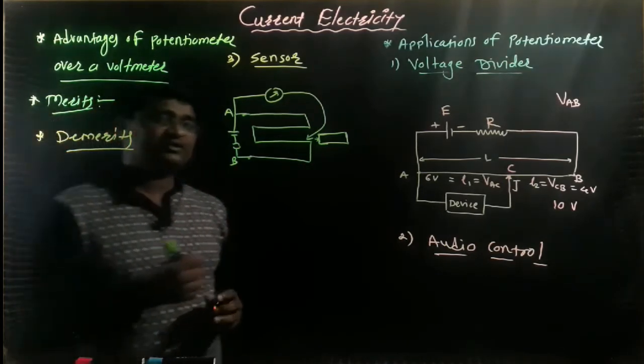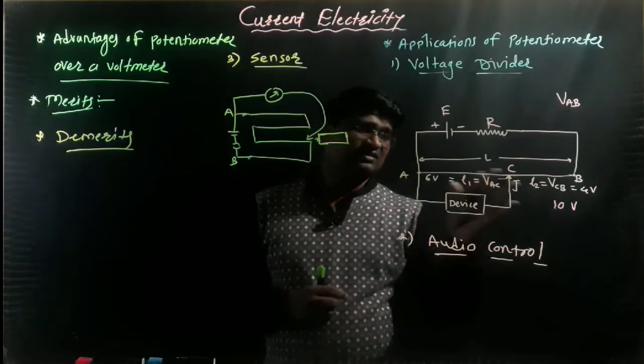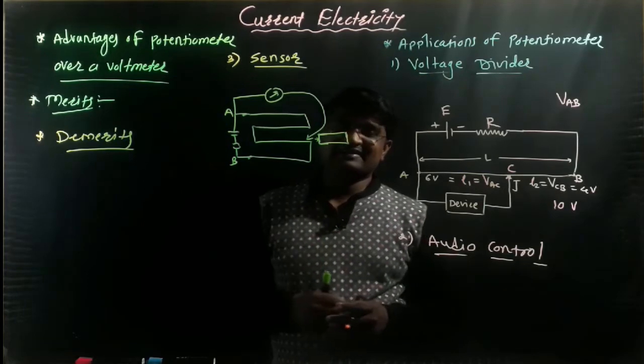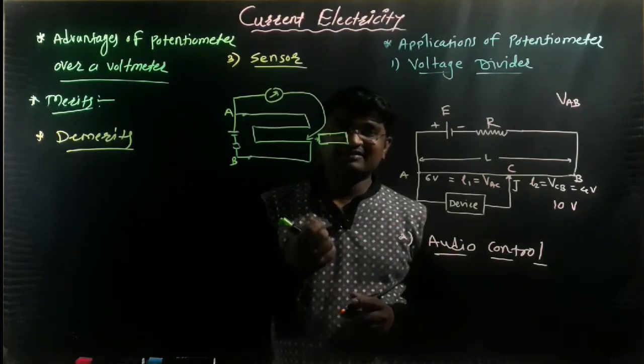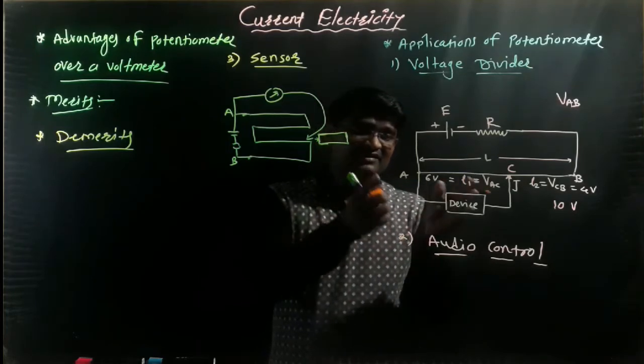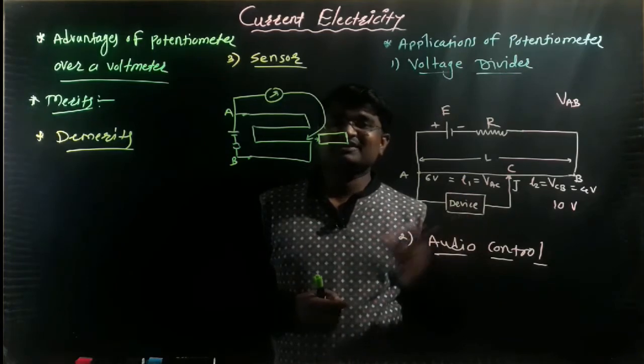What are its drawbacks? There is only one drawback of the potentiometer. With the help of a potentiometer, we cannot take direct readings. But we know that if a voltmeter is connected, we see the direct reading on the voltmeter. But here, the potentiometer is not a portable device.